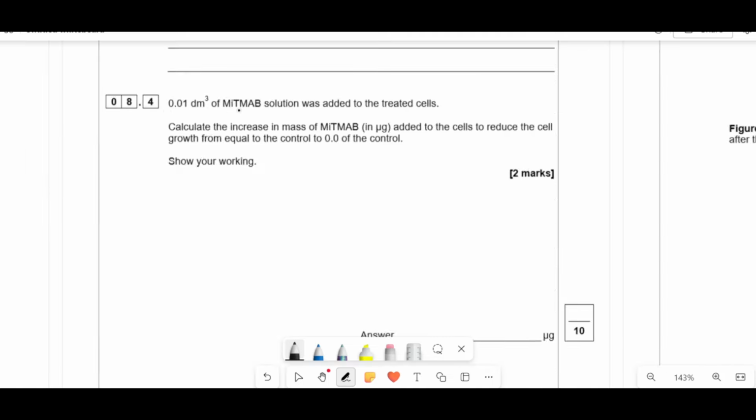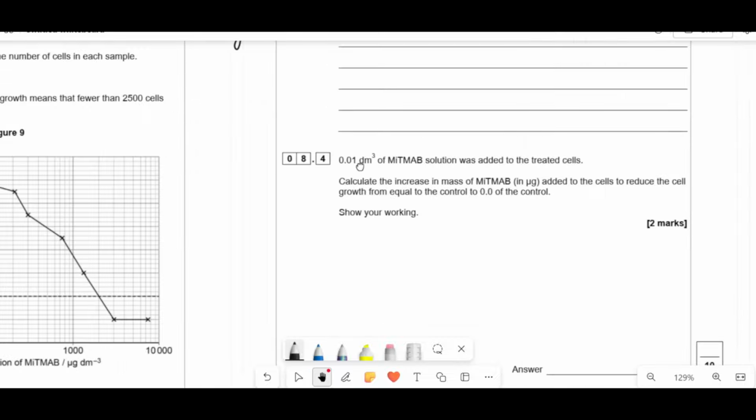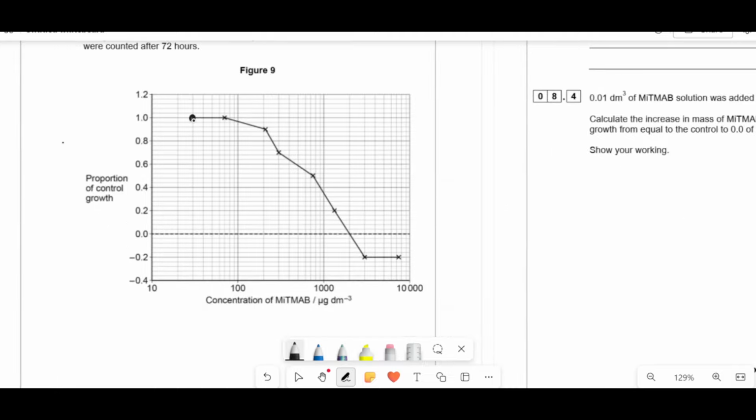0.01 decimeters cubed of MAP was added to the treated cells. Calculate the increase in the mass of MAP in micrograms added to the cells to reduce the cell growth from equal to the control to 0. So we need to look at where it's equal, right? If it's equal to the control, its proportion is going to be 1, and then where it's 0. So here, we're looking from here to where it's 0, which is the difference, if you will.